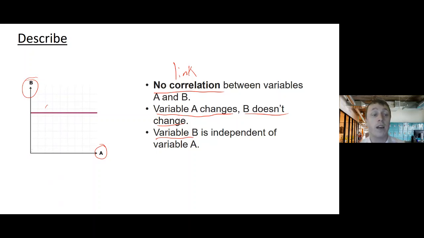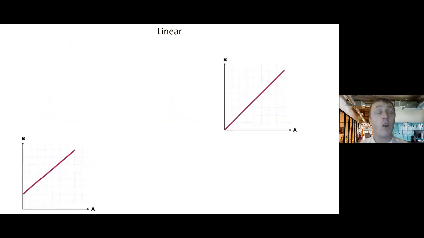So hopefully you can see that. This nice easy graph will rarely come up. It probably wouldn't come up because there's no effect of A on B. More often than not, you'll see graphs such as this here, linear. And with linear graphs, again, notice how we have nice straight lines.